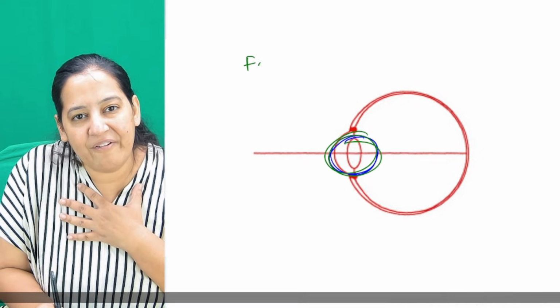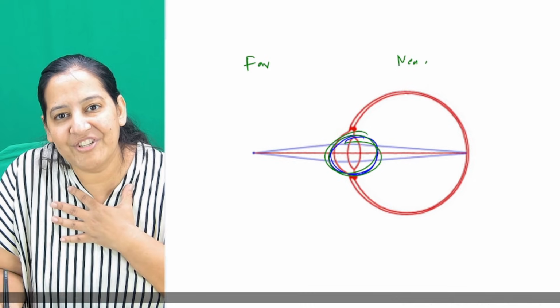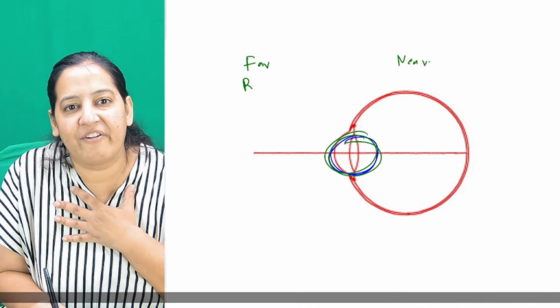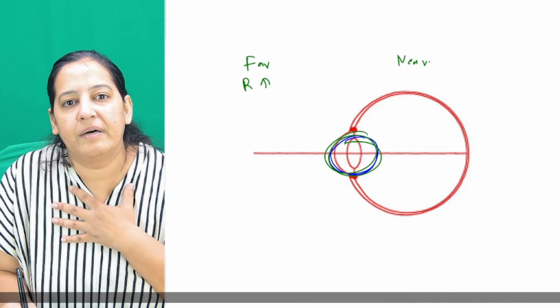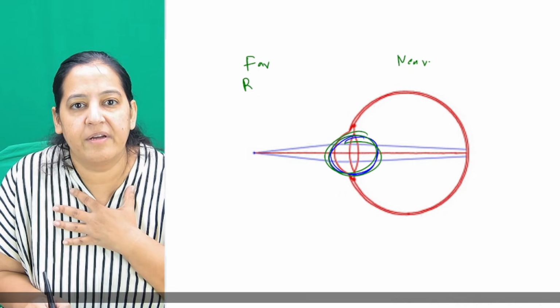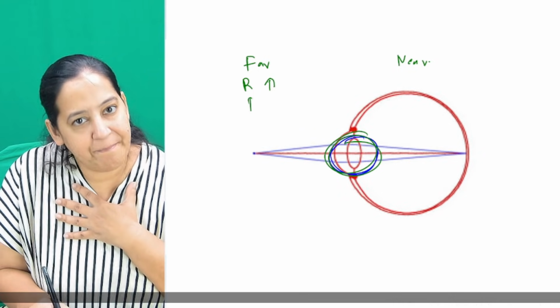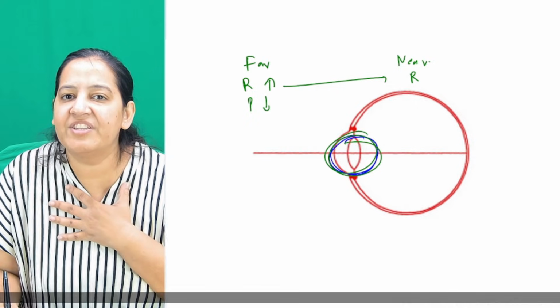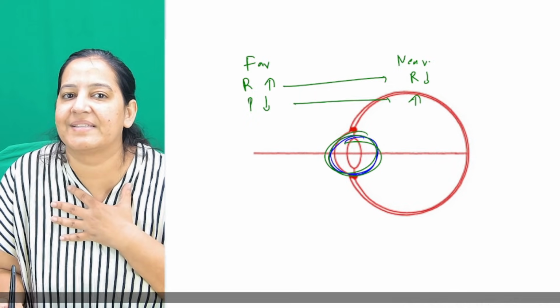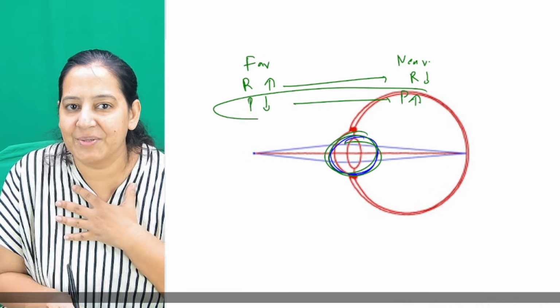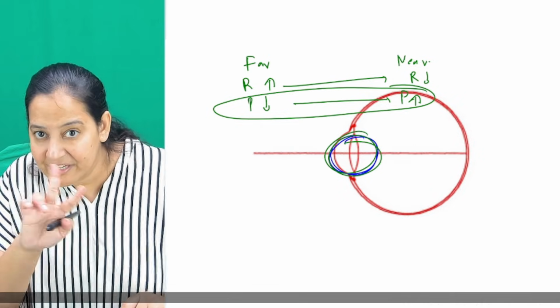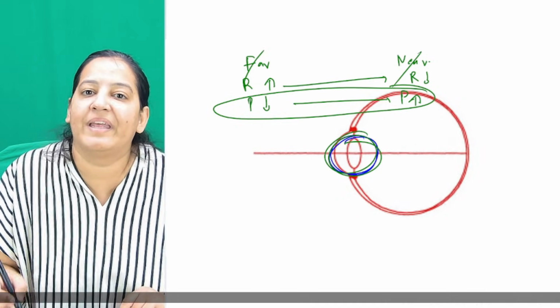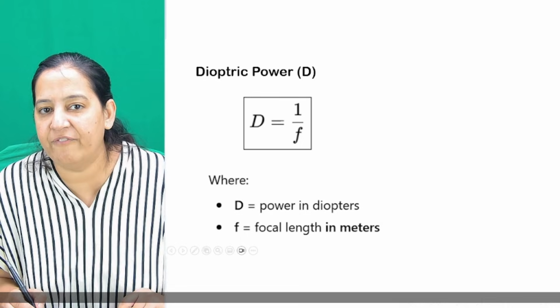So what is happening during far vision? What is happening during near vision? You tell me. In far vision the radius of curvature is more, and power is less. Here the radius of curvature decreases, but power increases. So this is what is happening. The difference in power from far to near is the amplitude of accommodation. How many of you got it?